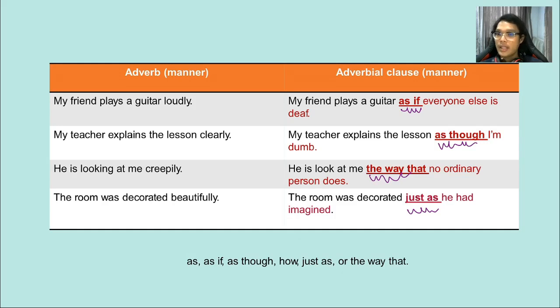My friend played a guitar as if everyone else is deaf. When we use as if everyone else is deaf, it's emphasizing, right? It overemphasizes the action. It emphasizes the action that we have. Here is the word plays, so as if everyone is deaf.